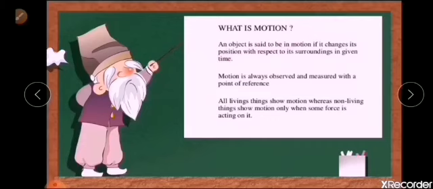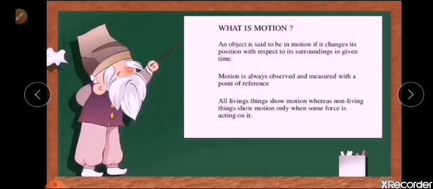See, when we are saying that we are in motion, suppose we are walking, we say we are in motion. That is, as the time is passing by, we are changing our position, right? So that is simply motion. An object is said to be in motion if it changes its position with respect to its surroundings in a given time. The second point given here is that motion is always observed and measured with a point of reference. Here the point of reference we are going to take is time. That is, with the passage of time, when the position is changing, we call it a motion.